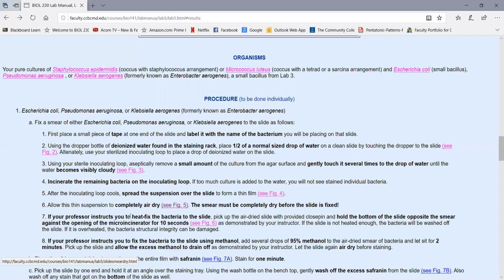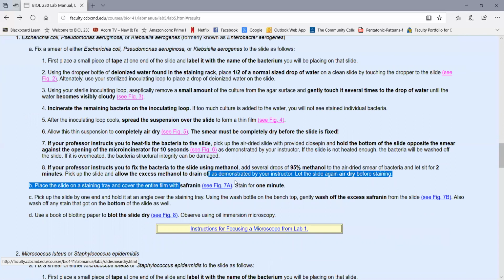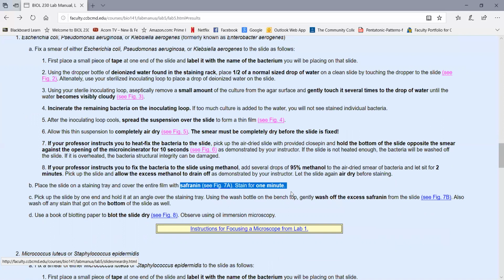And then hold the slide, bacteria facing you, over the opening of the microincinerator for 10 seconds to heat fix. Then you're ready to stain it. In this case, you're going to stain it with safranin for 1 minute. Now in a direct stain, it doesn't really matter what dye you use. You just want to see the organism, and it'll stain whatever color the dye is. But one of the things I'm looking at here is that you learn to follow directions, so that you know which dye I've said to use on which organism. And again, that's mainly just to see if you're following directions. So we're going to use safranin on the E. coli or Pseudomonas or Klebsiella.